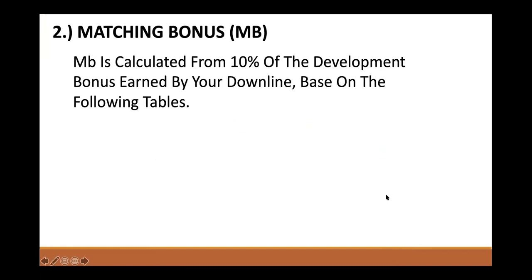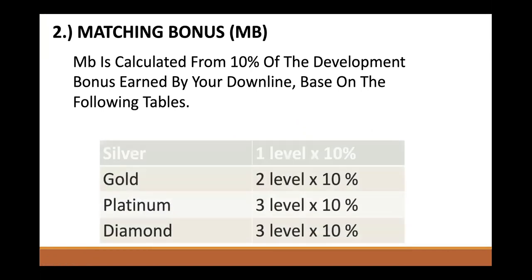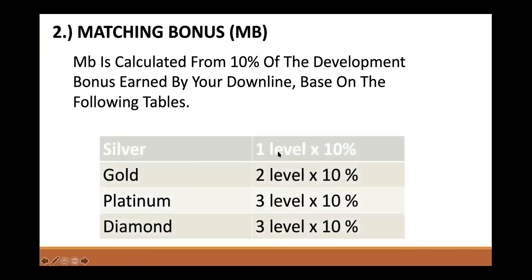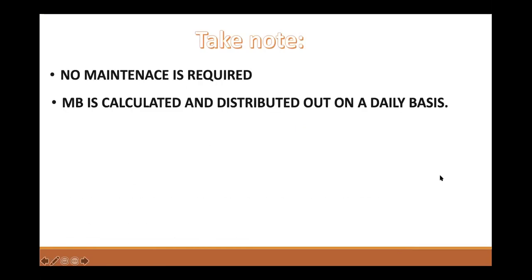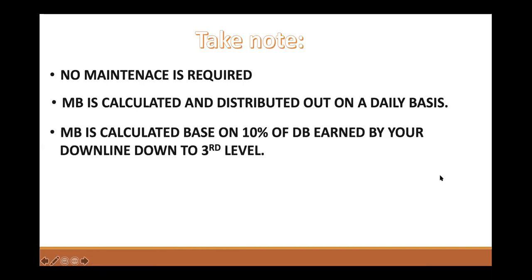Then next, let's take a look at matching bonus. Matching bonus is calculated from 10% of the development bonus earned by your downline based on the following tables. If you are silver, you only override 1 level. Gold, 2 levels. Platinum and diamond, you override 3 levels. Take note, no maintenance required. Matching bonus is calculated on a daily basis, based on 10% of the development bonus earned by your downline down to 3 levels.